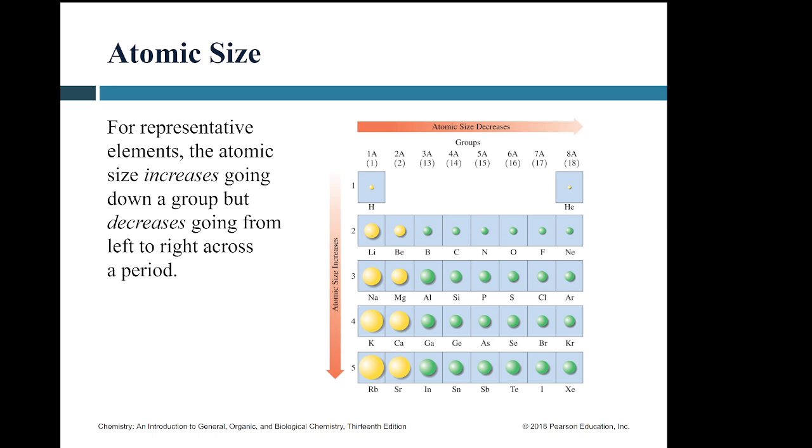Fantastic. By the way, all of these trends are actually related, aren't they? If you have more distance to your electrons, are they going to be as easy to hold on to? No, and so they're easier to pop off, and that's the ionization energy.